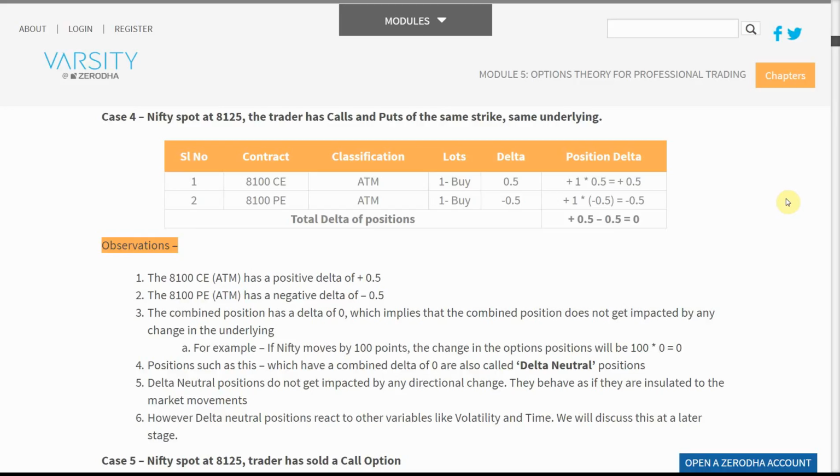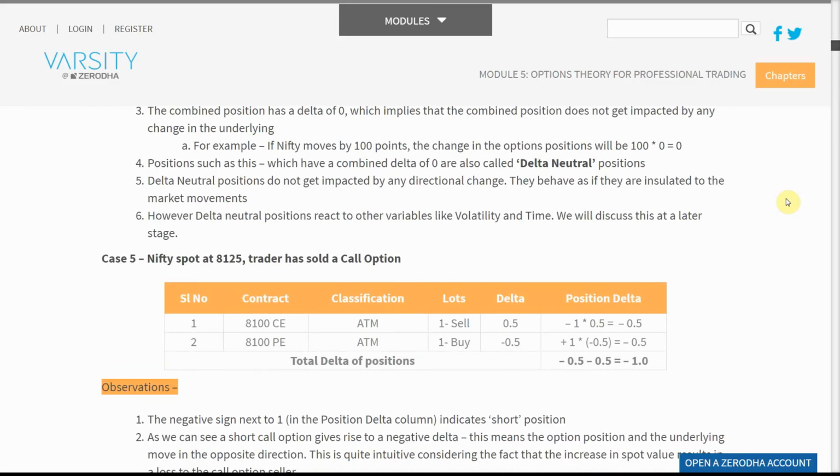Positions such as this, which have a combined delta of 0, are also called delta neutral positions. Delta neutral positions do not get impacted by any directional change. They behave as if they are insulated from market movements. However, delta neutral positions react to other variables like volatility and time. We will discuss this at a later stage.